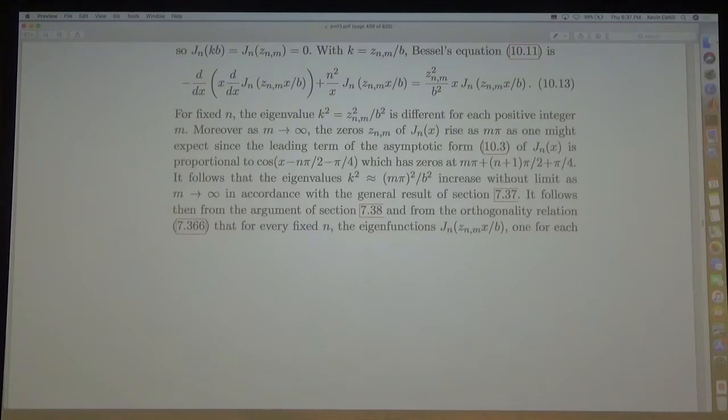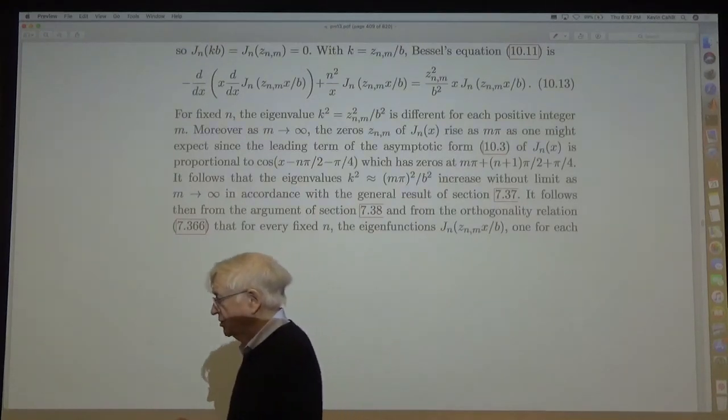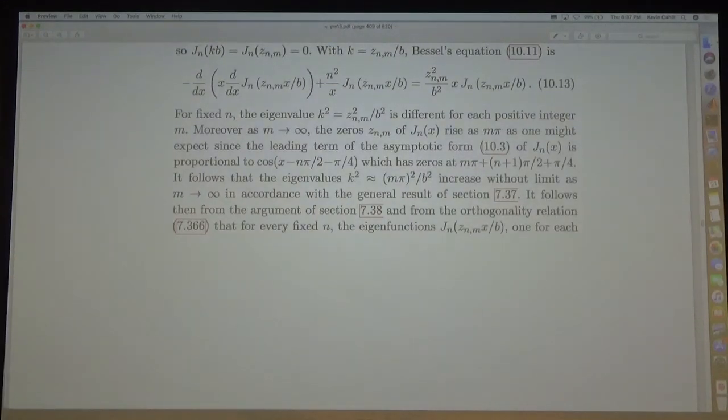You can sort of see that from the original expression for the approximation for the Bessel function at large values of its argument. Namely, it was 1 over square root of z times the cosine of z minus n pi over 2 minus pi over 4. What you see there is that to get that cosine to vanish, your zeros are essentially of the order of n pi over 2.